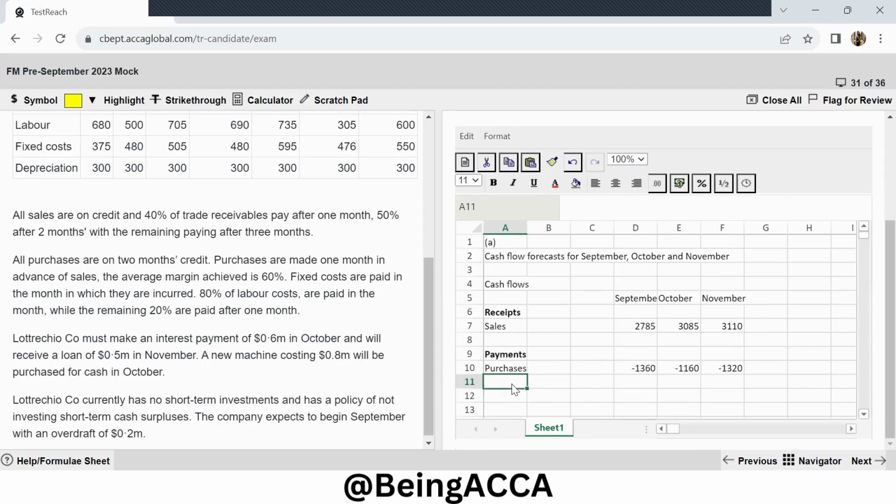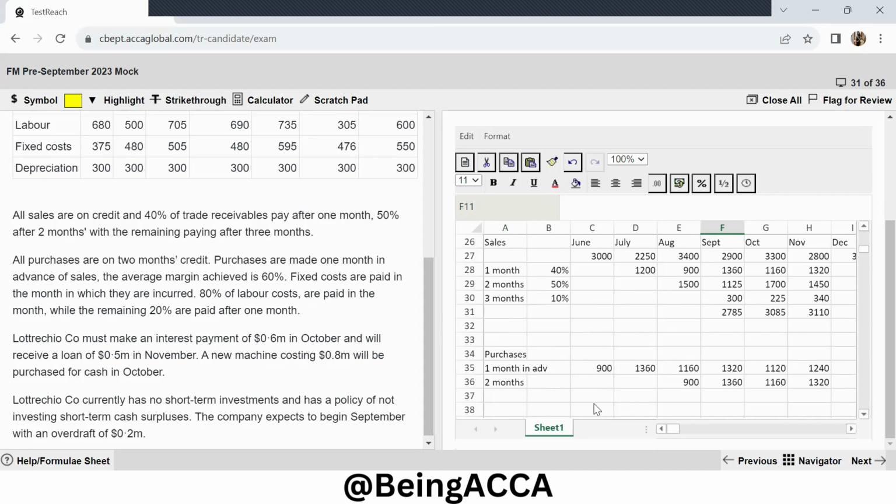Now let's look at wages, right? So fixed costs are paid in the month in which they are incurred. 80% of labor costs are paid in the month, while 20% are paid after 1 month. So we have to probably create a working for labor as well. So for wages, let's go down below.